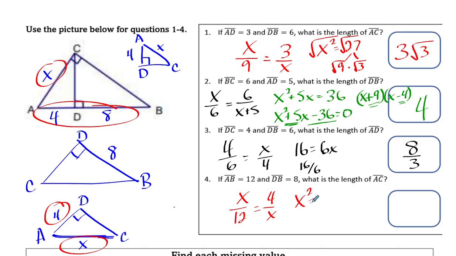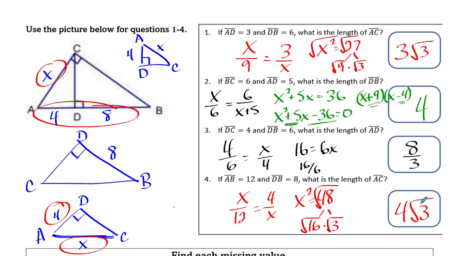So x squared equals 48. Again, I want to think about a perfect square that goes into 48. That would be 16. So the square root of 48 is the same thing as the square root of 16 times the square root of 3. Square root of 16 is 4. Square root of 3 does not simplify. That is all we can do with that one.